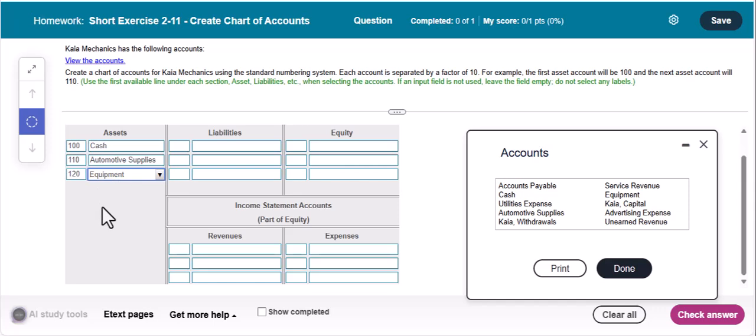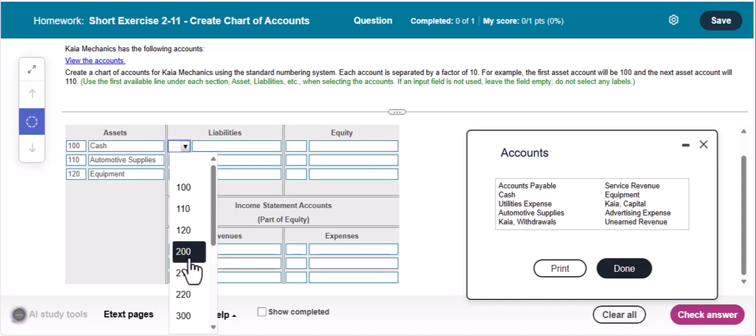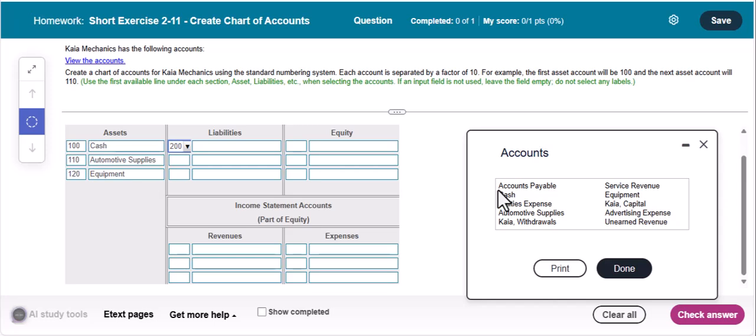So now we're looking at liabilities here next. So our liabilities start with 200. Go ahead and input that. And we're going to go through our accounts list. So accounts payable, our first one, that is a liability. So we'll input that first. And that's always the first liability. And let's see if we have any other liabilities on our list. So here we go. Let's keep looking.